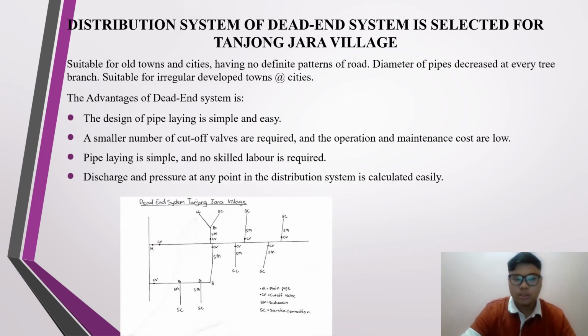And lastly, the distribution system selected for Tanjung Jara village is the dead end system, suitable for all towns and cities having no definite pattern of road. The diameter of pipe decreases at every branch, suitable for irregularly developed towns or cities. The advantage of dead end system is the design of pipe laying is simple and easy. A smaller number of cut-off valves are required, and the operation or maintenance costs are low. Pipe laying is simple, and no skilled labor is required. Lastly, discharge or pressure at any point in the distribution system is calculated easily.